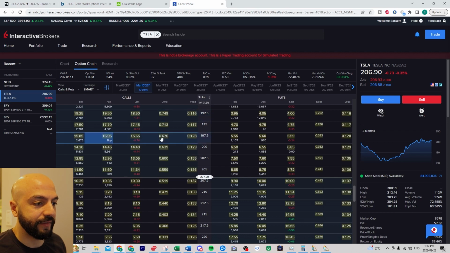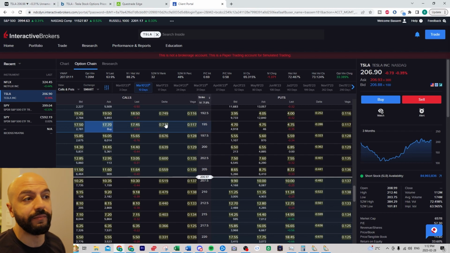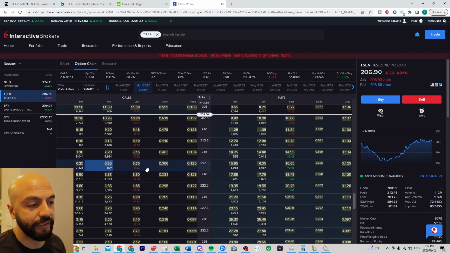You can see the delta you'd like. Usually I go 15 delta. I think that's one standard deviation. That's the Tasty Trade way, but they do 45 days to expiration. In this market, I don't want to do longer than 14 days, to be honest. So I'm kind of modifying their trades, their strategy a little bit.